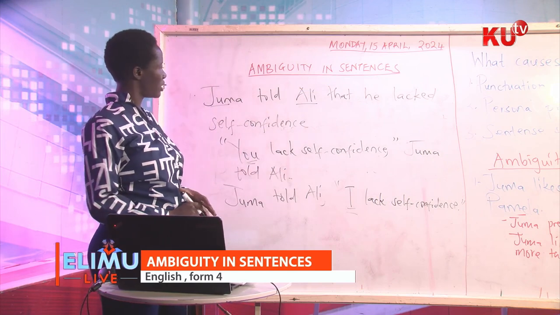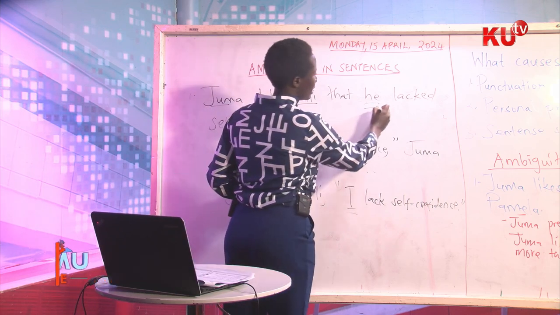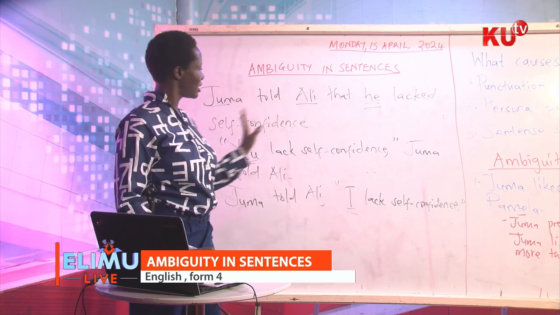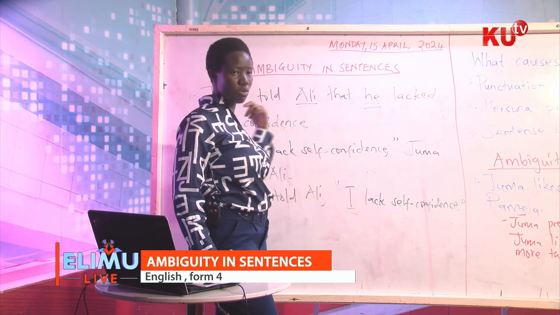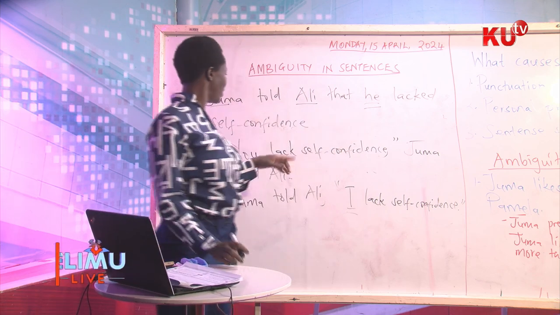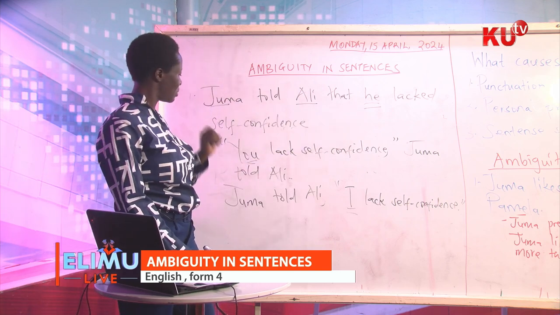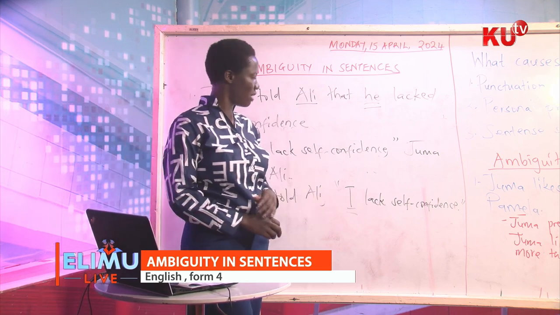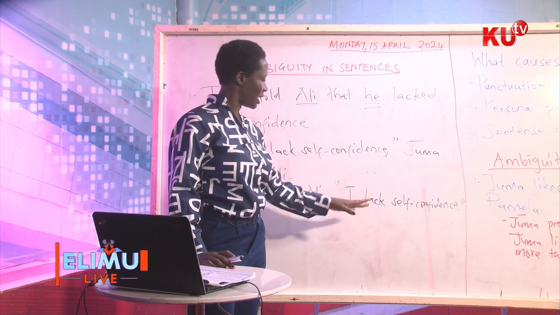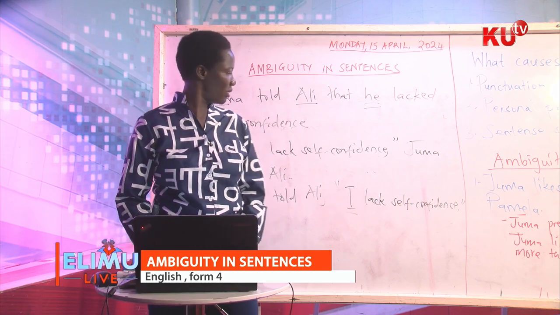So let's go back to the statement in question. Juma told Ali that he lacked self-confidence. We have the personal pronoun here, he, that brings about the ambiguity in this sentence. So he, in this case, can refer to Juma or Ali. If he refers to Ali, then you'll say, you lack self-confidence, Juma told Ali. But if you're referring to he as Juma, then the sentence will read, Juma told Ali, I lack self-confidence. So Juma is referring back to himself and says that he lacks self-confidence. And so, I lack self-confidence, Juma told Ali. So those are the two possible meanings of that sentence.